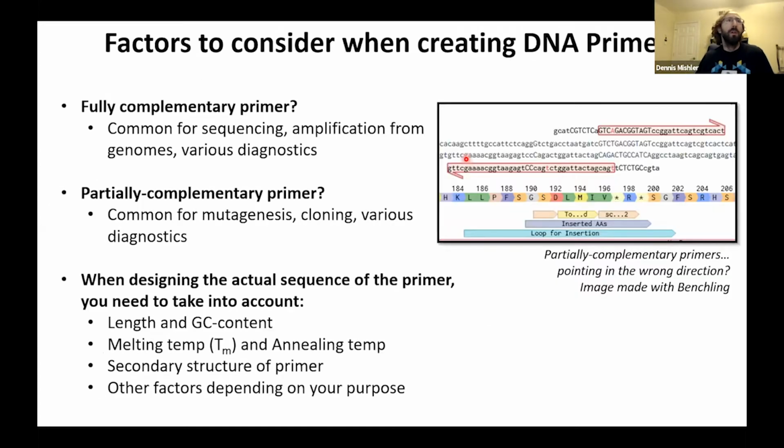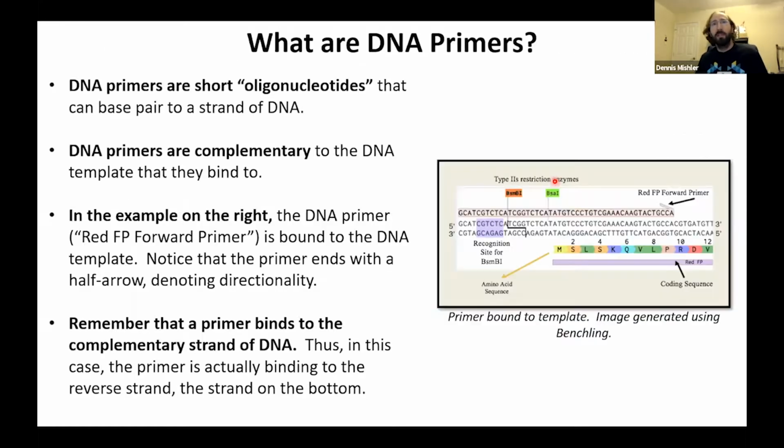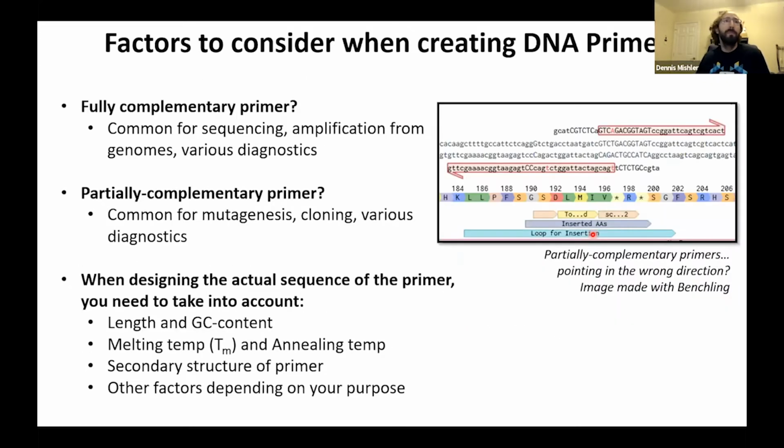So when creating DNA primers, you have to consider a number of factors. The first, important thing is what is the purpose of your PCR reaction? If you're just doing a sequencing reaction, or amplifying DNA from a genome, or doing some various diagnostics, you may just want to make fully complementary primers. That means primers, like in the last example here, that completely base pair to your template sequence. Those are just common primers. They get used all the time. Those are fairly easy to design, and we'll go through that in a little bit.